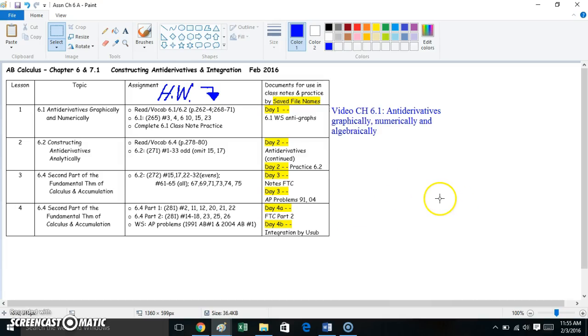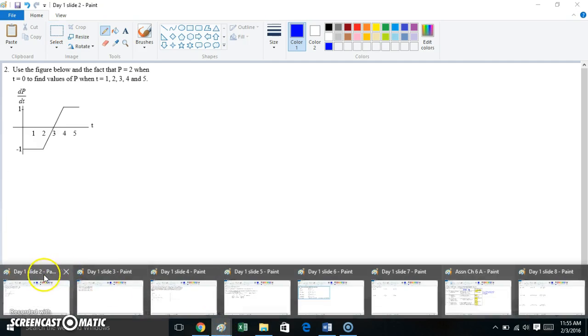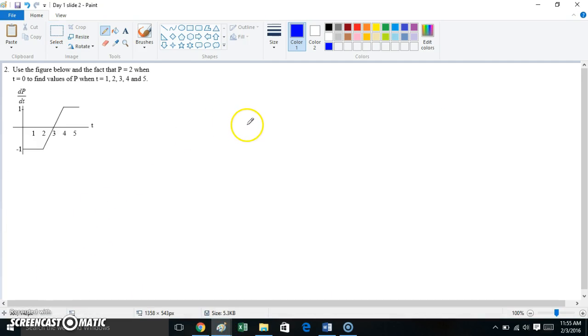In this video for chapter 6.1, we'll be looking at continuing the antiderivative concept graphically, numerically, and algebraically. All right, example number 2 says use the figure below and the fact that p equals 2 when t equals 0 to find the values of p when t equals 1, 2, 3, 4, and 5.